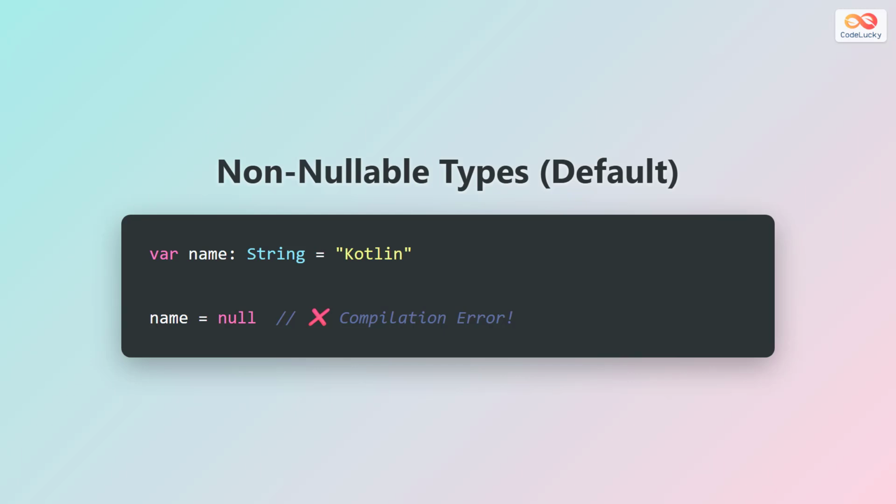Let's see this in action. When you declare a variable with a type like String, it is non-nullable by default. For example, if you create a variable called name of type String and assign it the value Kotlin, everything works fine. However, if you try to assign null to this variable, the Kotlin compiler will immediately give you a compilation error. The compiler prevents you from making this mistake before your code even runs.